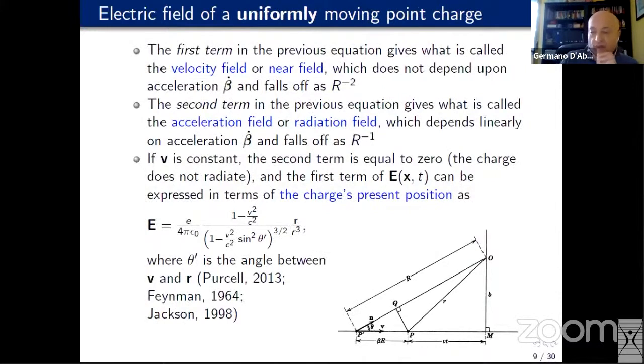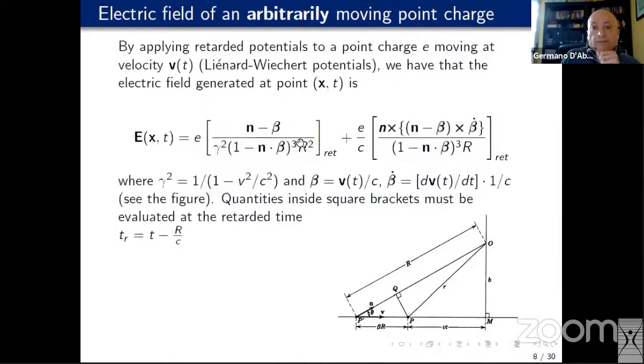The first term in the previous equation does not depend upon the acceleration of the charge, and it is called the velocity field or near field, the first term, this one. While the second term depends upon the acceleration of the charge, and it is called the acceleration or radiation field. This one. And this term is the part of the equation responsible for the generation of electromagnetic waves.